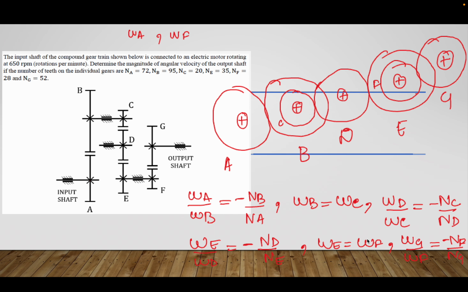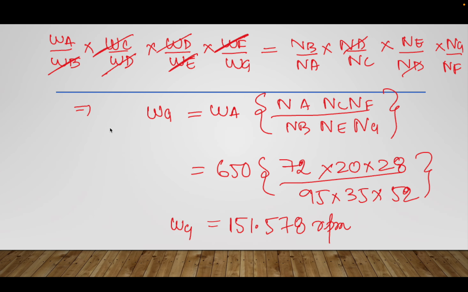And omega E equal to omega F, and omega G upon omega F is equal to minus of NF upon NG. So this is very simple. You can write it. Okay, try to do it for yourself. Then after that, I have just multiplied all four of them.